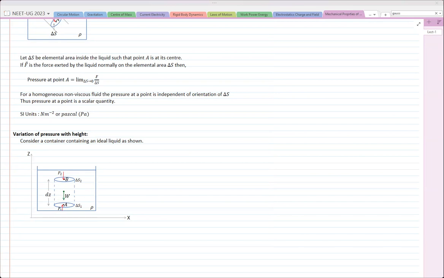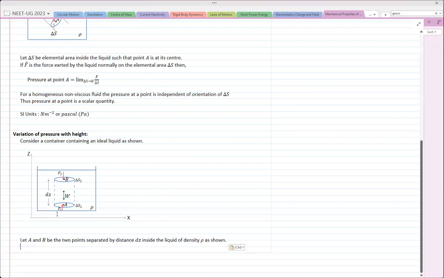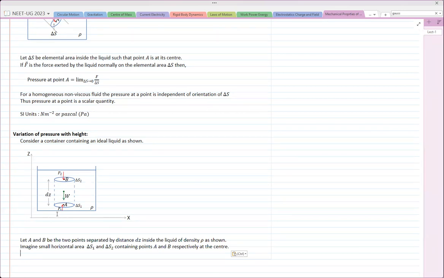Let A and B be 2 points, any 2 points, separated by distance dz inside the liquid of density rho. Dz because I'm going along z axis. Now imagine a small horizontal area S1 and S2, so it is delta S1 and delta S2 here, containing points A and B respectively at the center. जो ऊपर किया था वही करना है, ठीक है? But those 2 points are at 2 different levels, liquid levels. Also delta S1 is equal to delta S2 is equal to delta S.